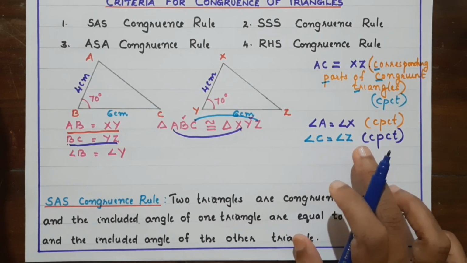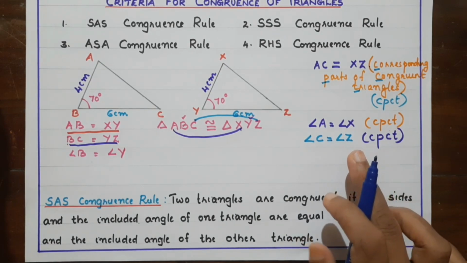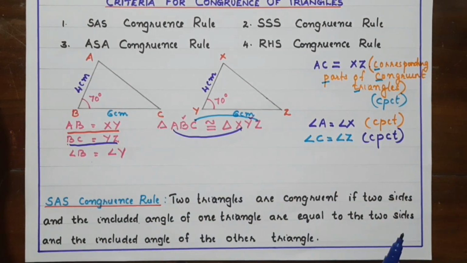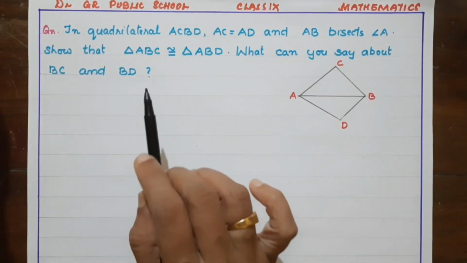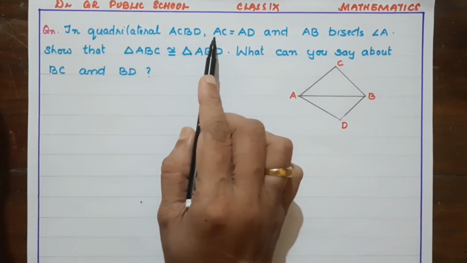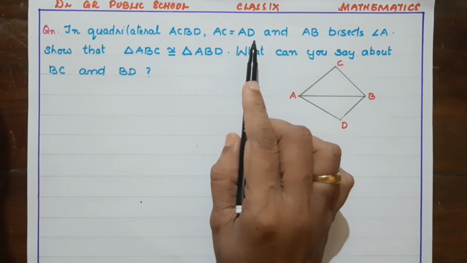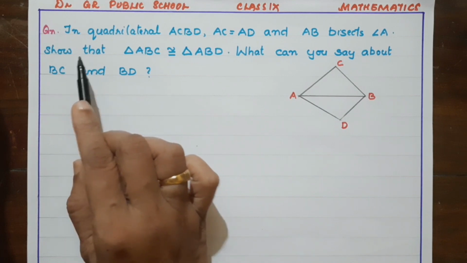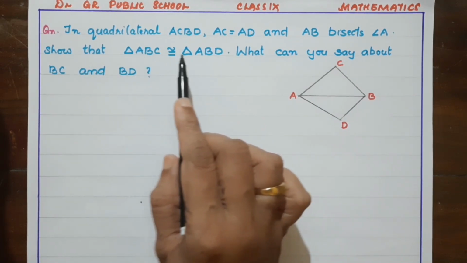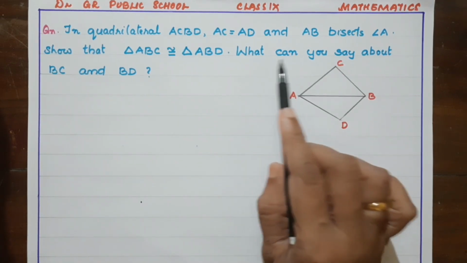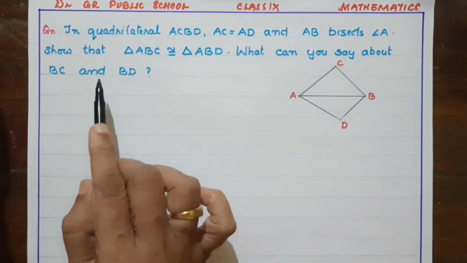Okay, children. Now let's discuss one question to apply SAS congruence rule to show the congruency of triangles. First question is the textbook exercise question. In quadrilateral ACBD, AC is equal to AD and AB bisects angle A. Show that triangle ABC is congruent to triangle ABD. Then one more question. What can you say about BC and BD?